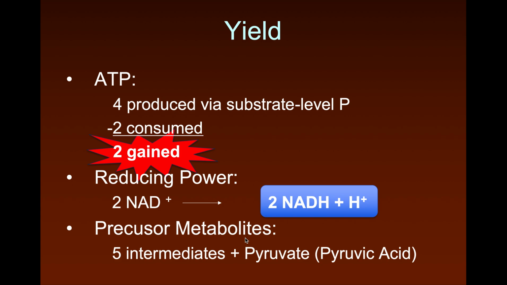For precursor metabolites, specifically focus on pyruvic acid or pyruvate. Remember that there are 2 of these, so a 3-carbon compound, 2 of them that are generated at the end of glycolysis. But just note, keep it in the very back of your mind, glycolysis intermediates, essentially most of them or all of them, can be pulled out at any time for other processes in the cell. So there are many different metabolic intermediates, but we're just going to focus on pyruvic acid.